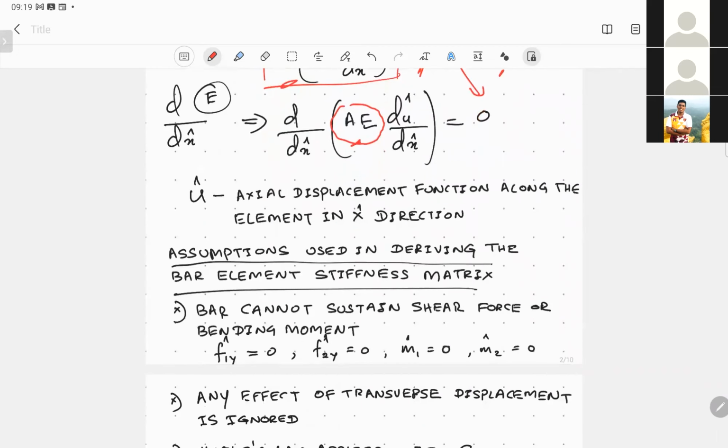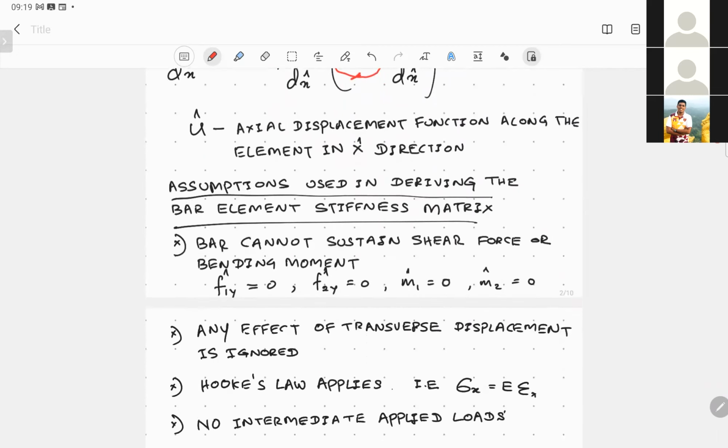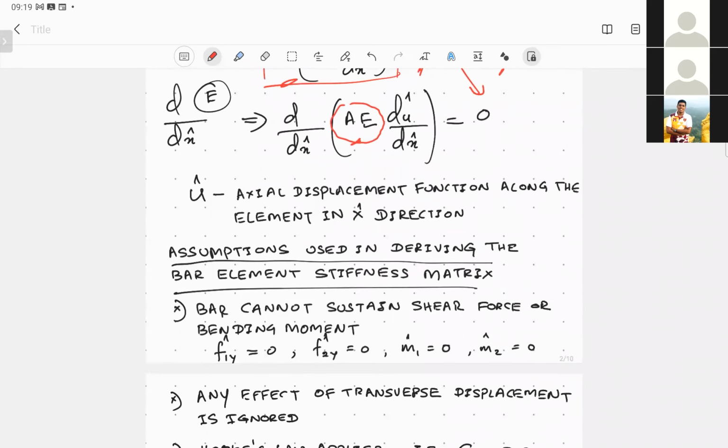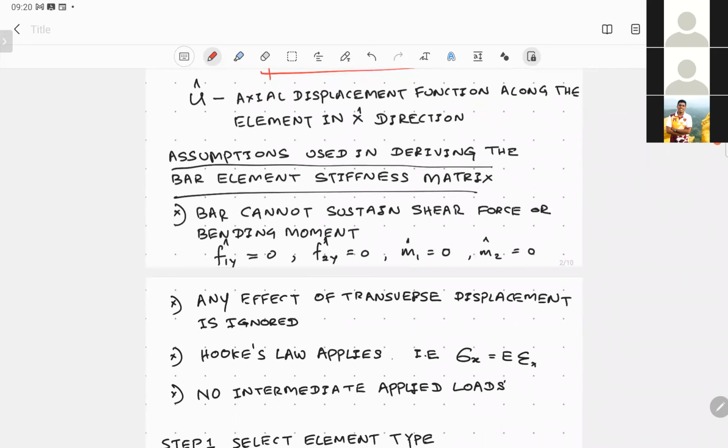So what do we end up with? Of course, you will see what we will get. But in this context, when we arrived at equation E, we have made certain assumptions, as I mentioned before.